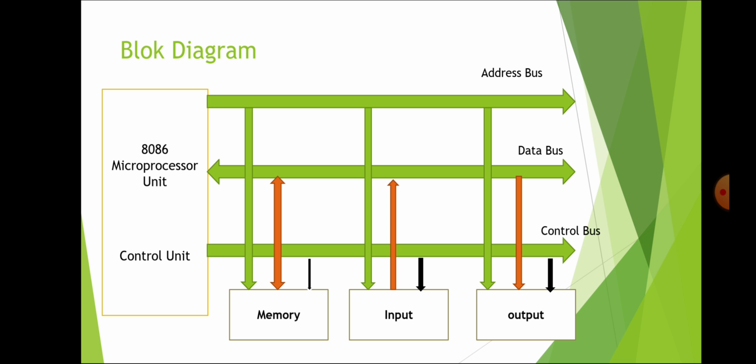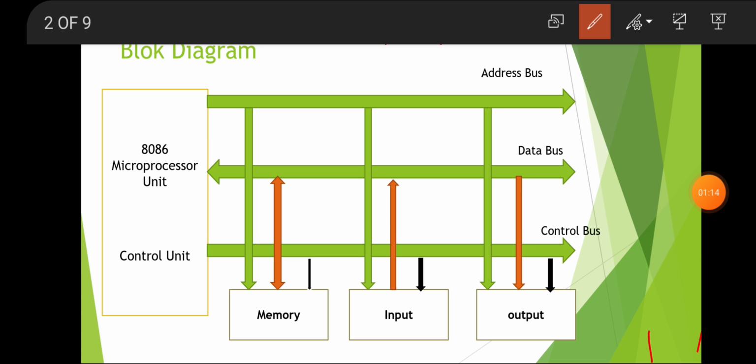In that block diagram you can see the 8086 microprocessor unit and control unit mounted at one side, and these three buses are connected: the address bus, data bus and control bus. Now you can see there is the address bus.